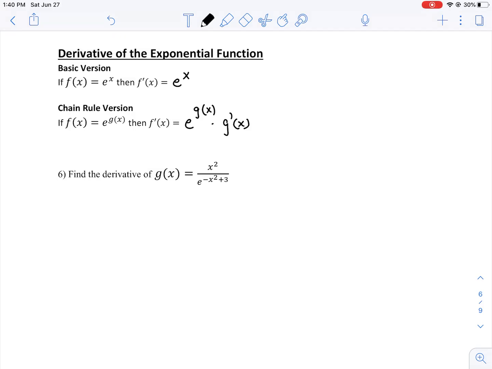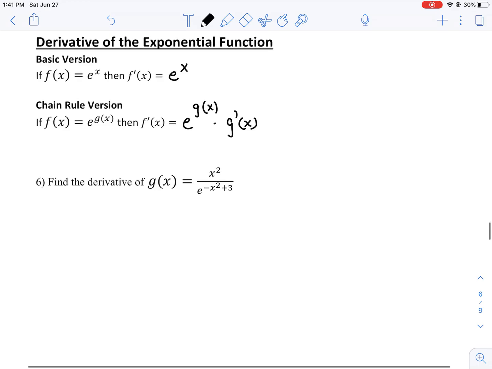Hello class, in this video I'll be showing you how to find the derivative of a function that requires more than one rule. Let's begin. Okay, so we have: find the derivative of g of x is equal to x squared divided by e raised to the negative x squared plus 3.